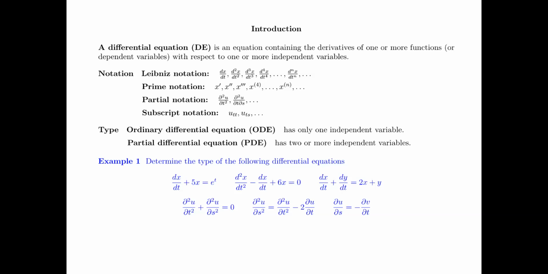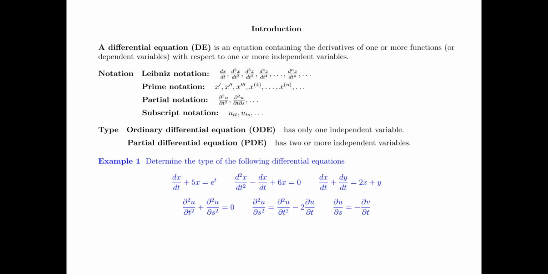And here we have some notation. You should all be familiar with Leibniz notation. Then there's the prime notation, which was used by Newton. And then for partial derivatives, which you would have seen in a Calculus 3 course, we have those last two. Partial derivative notation, called partial notation. Also, subscript notation is generally used for partial derivatives as well.